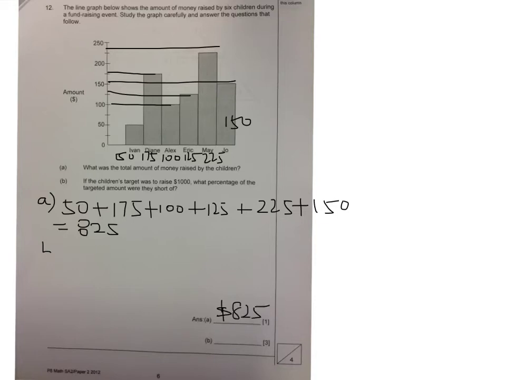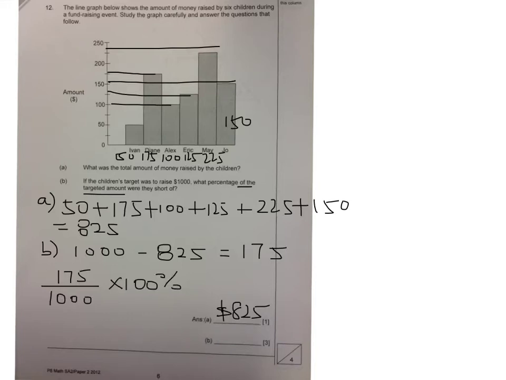Okay, question B. If the children's target was to raise $1,000, what percentage were they short of? So their target is $1,000, they only managed to raise $825. That means they are short of $175. So what percentage of the targeted amount? 175 of the targeted amount, which is $1,000, we times 100%. Okay, using your calculator, you should get 17.5%. So your final answer is 17.5%.